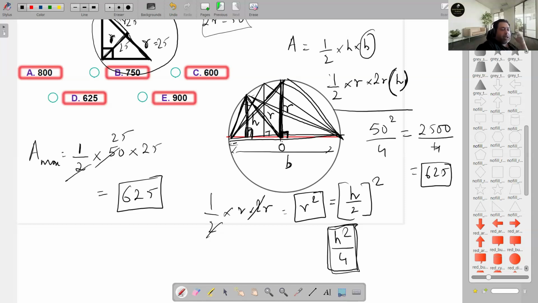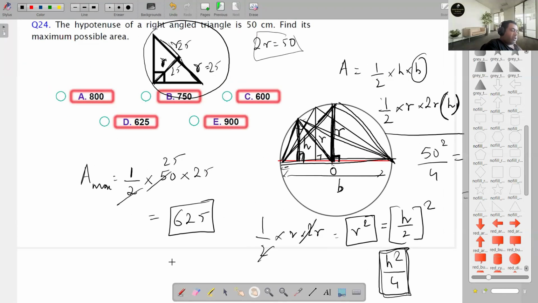If you get a right angle triangle which says that its hypotenuse is something and its area is more than h square by 4, then the question is not correct. All right, so I hope you understood this. The answer over here is going to be 625, which is option D. All right, so let's move on to the next one.